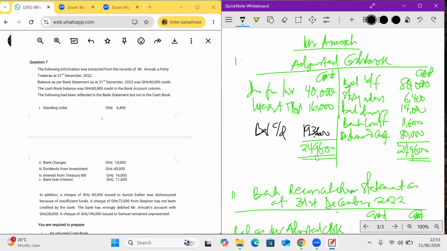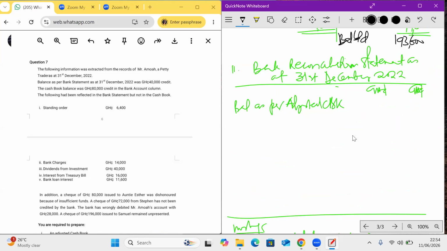Balance carried down is at the debit. So where do you record the balance brought down? At the credit, opposite side. How much? 193,600.